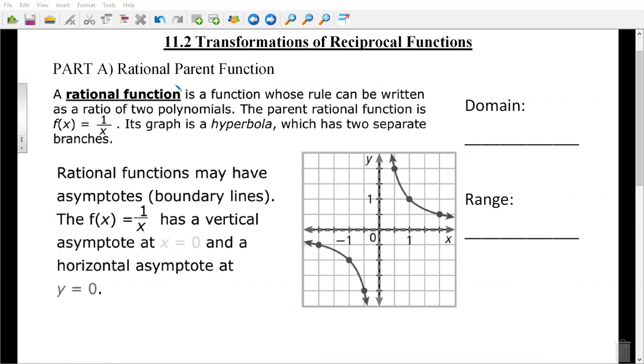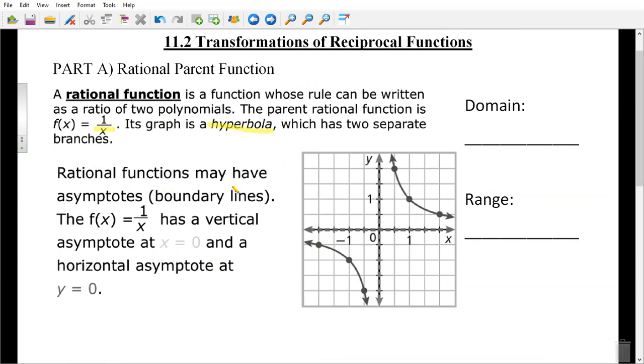So here we have our rational parent function. A rational function is a function whose rule can be written as a ratio of two polynomials. So when you have a polynomial divided by a polynomial, you create a rational function. Basically, if you have an x in the denominator, you have a rational function. Its graph is a hyperbola, which has two separate branches.